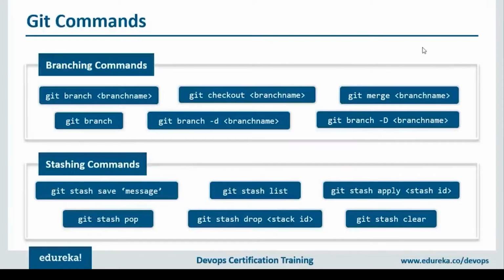Git stash save message is to save a stash with a message. Git stash list gives you the complete list of stashes you have. Git stash apply stash ID is to apply that particular stash. Git stash pop is to apply the most recent stash and then remove it from the stash stack. Then we have git stash drop stash ID, which is used when you have to delete that particular stash from the stash list. You can also clear the complete stack of stashes by using git stash clear. So guys, that was a basic overview of the basic commands of Git.